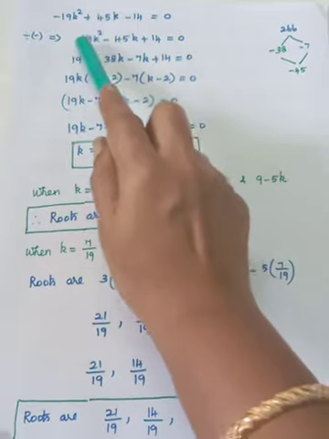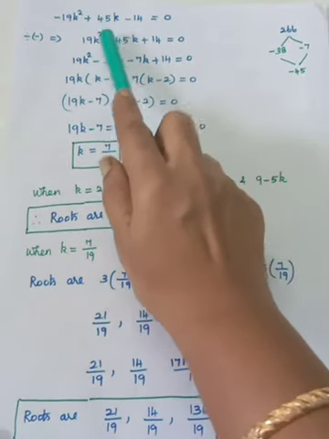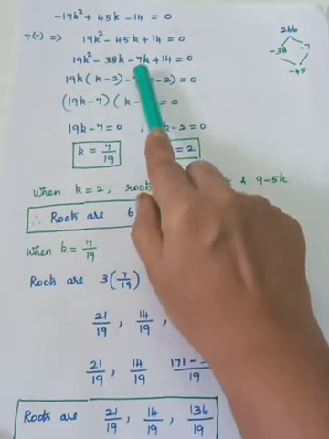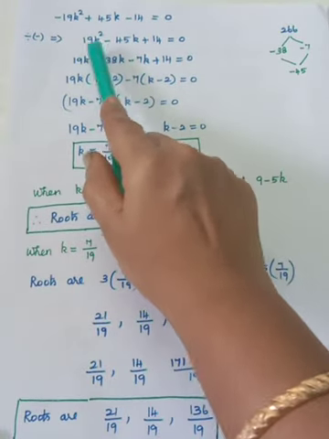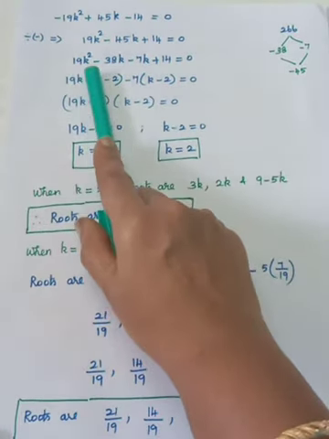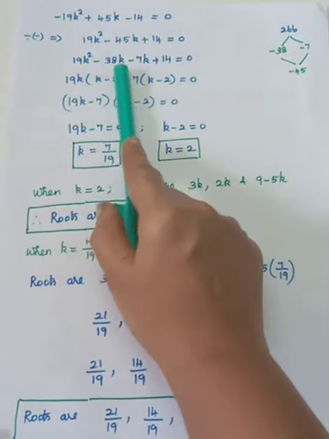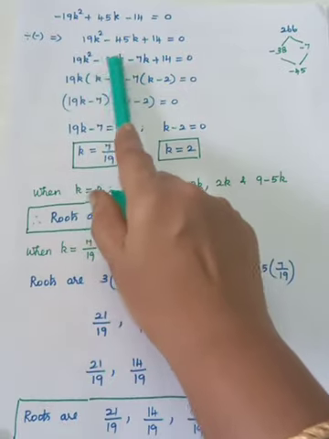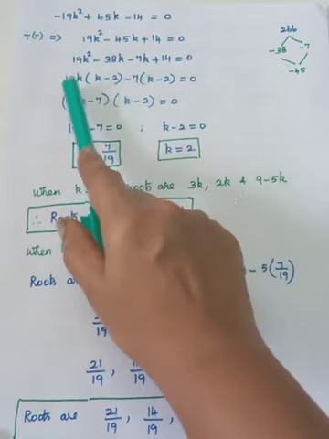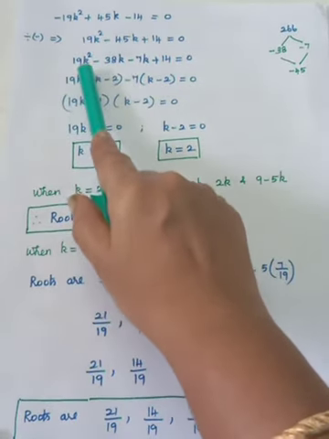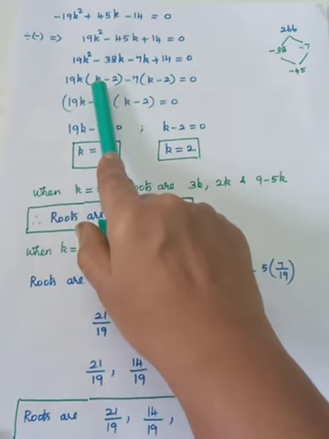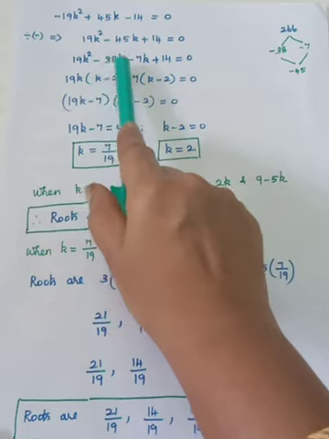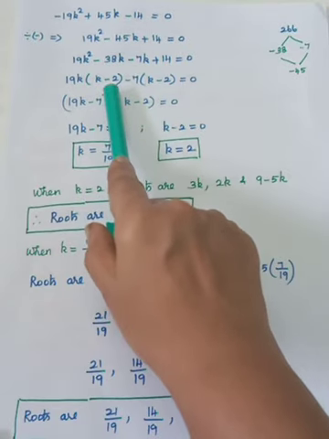Therefore, this equation can be written with minus 45k split as minus 38k minus 7k. So this equation will become 19k square minus 38k minus 7k plus 14 is equal to 0. From these two terms, what is common? 19k is taken out. So here you will have k, the remaining is k. From this term, when 19k is taken out, the remaining is minus 2.